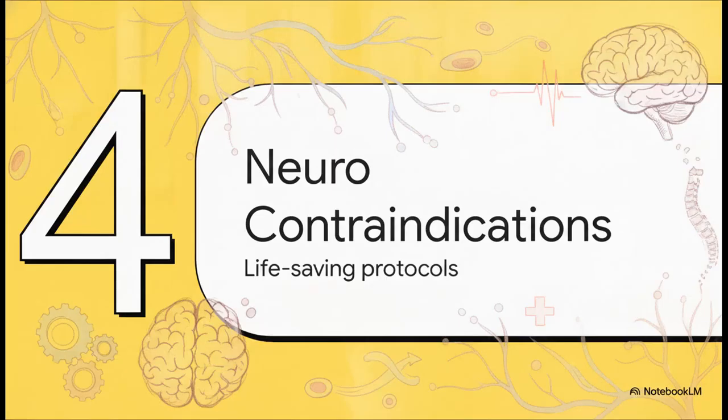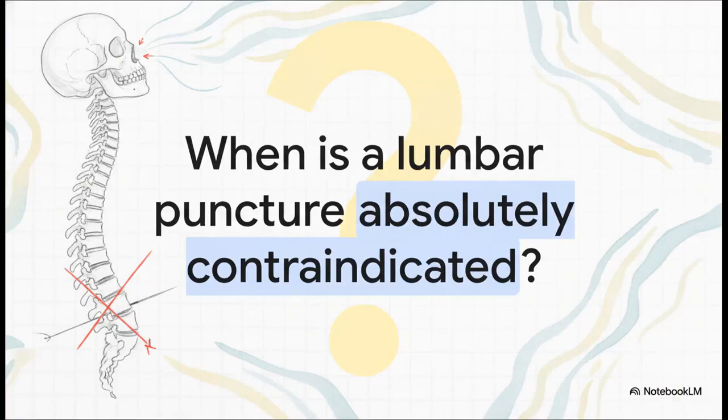Which brings us to our final stop, Section 4, critical neurological contraindications. These are the crucial life-saving protocols. A lumbar puncture, or a spinal tap, is an incredibly vital diagnostic tool. We use it all the time. But there is a very specific scenario where inserting that needle into the lower spine is absolutely contraindicated, and doing so can actually be instantly fatal.